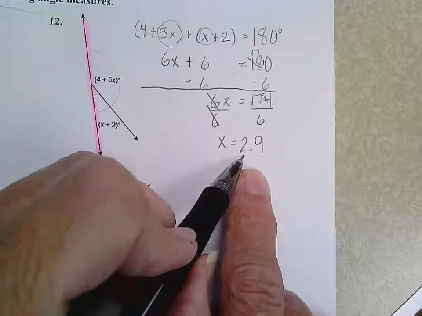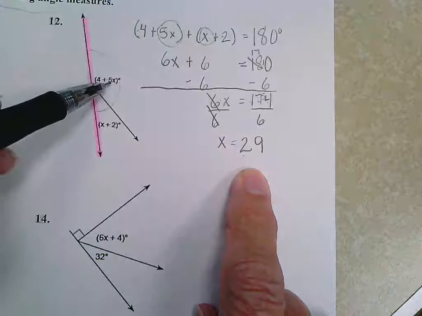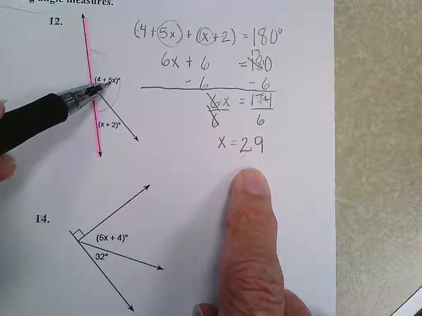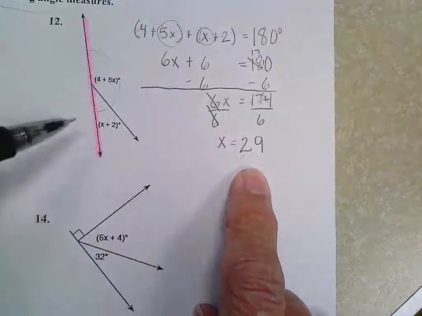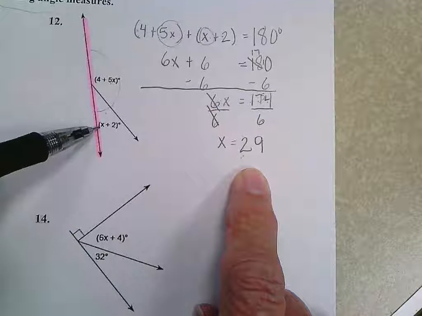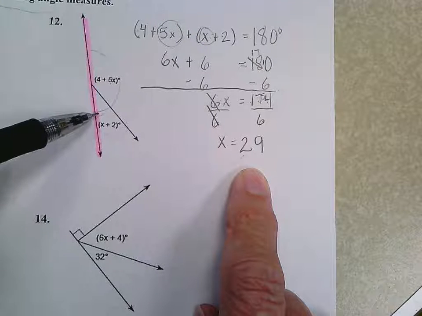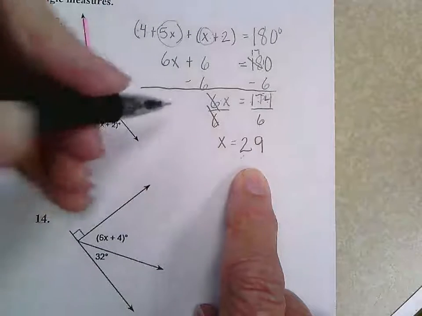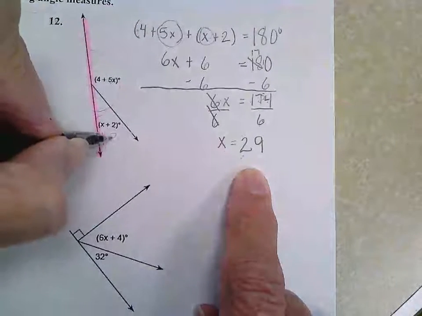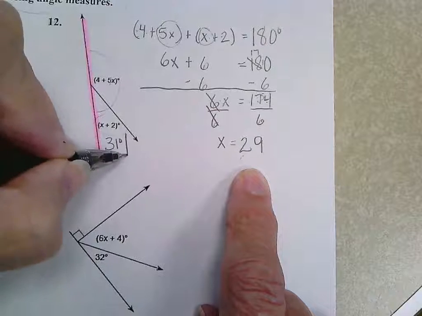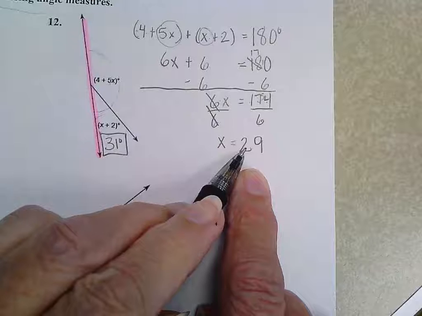So when I find my x value, that is not my angle measure, that is just the value of x in my expression. So what I need to do is substitute 29 back into this expression and see what the value of this angle measure is. So for this angle, x plus 2, I'm going to have 29 plus 2, which is going to give me 31 degrees. This angle measure is 31 degrees because x is 29.